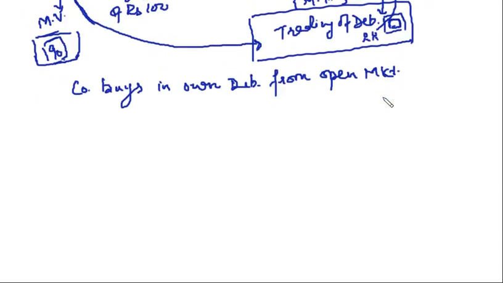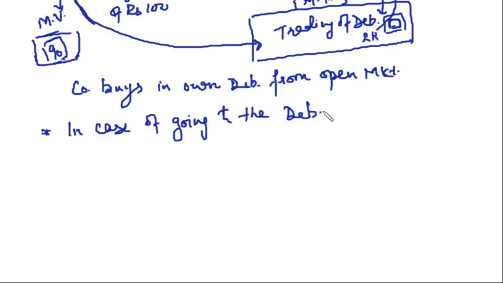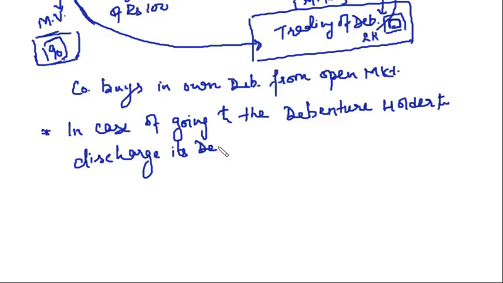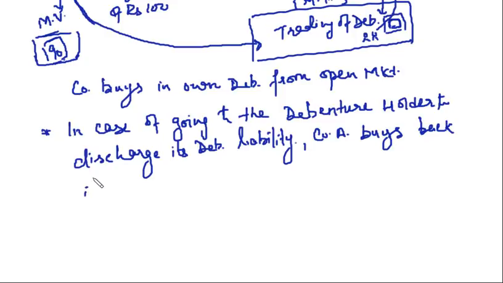So what is happening in this case is, write down these notes: instead of going to the debenture holder to discharge its debenture liability, Company A buys back its own debentures from open market.